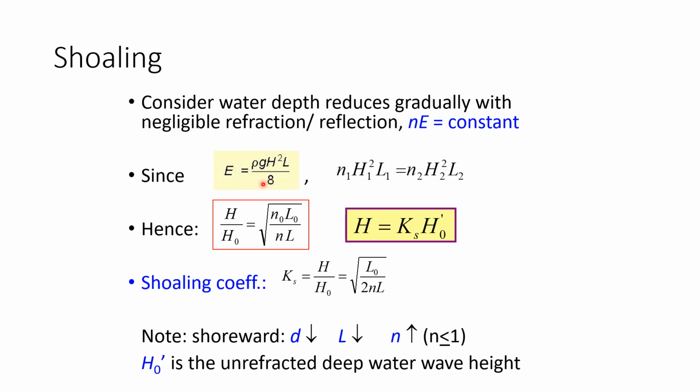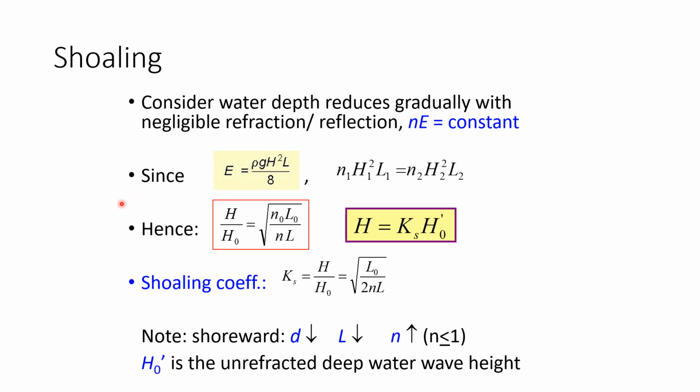Okay, we are going to write N1, H1, L1 as N0, H0, L0. We follow the notation that we used previously, whereby the subscript 0 refers to deep water. So let's assume that position 1 is deep water. So we have N0 times H0 squared times L0 equals, here we drop all the subscripts, it can be any location, so it equals N times H squared times L. So if we rearrange, this is what we get right now. The H0, N0 and L0 are from this side. The H, N and L are from the right hand side.